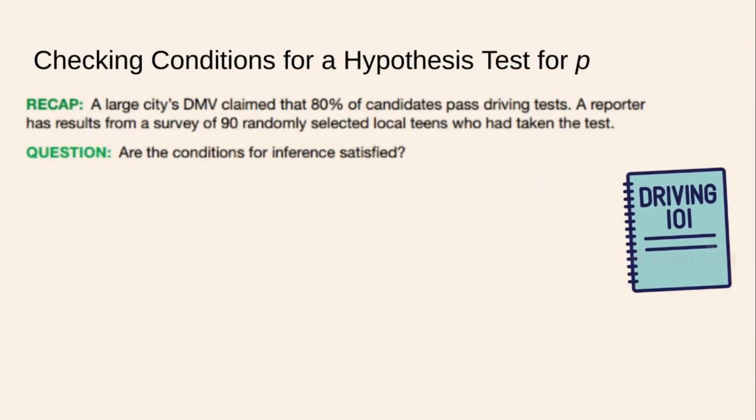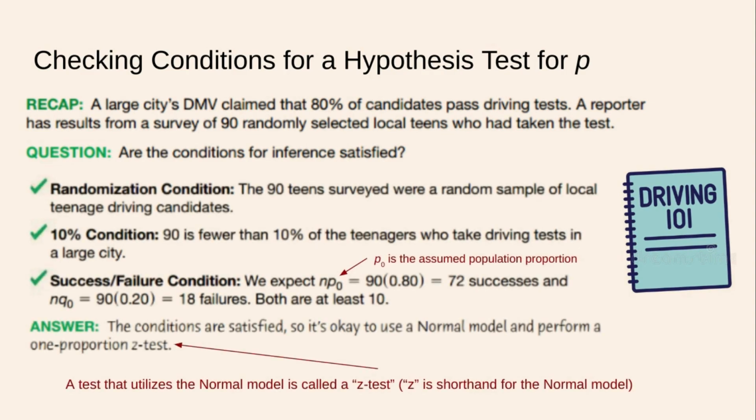Let's apply our knowledge of the conditions to our scenario. So, large city's DMV claimed 80% of candidates passed driving tests, and a reporter has results from a survey of 90 randomly selected local teens who had taken the test. All right, so from that information, we can see if the conditions for inference are satisfied, right? Randomization. 90 teens surveyed were a random sample of local teenage driving candidates. Basically, the problem said so. 10% condition. Well, we can safely assume 90 is fewer than 10% of teenagers taking driving tests in a large city.